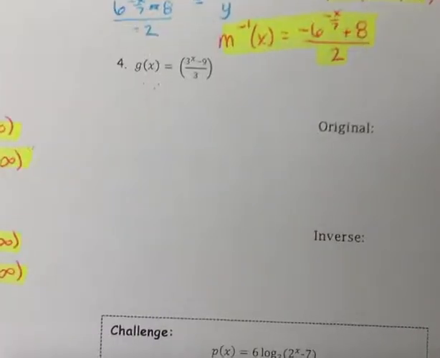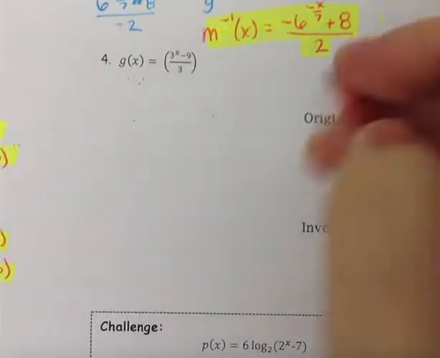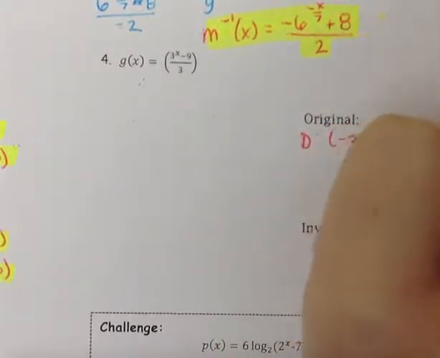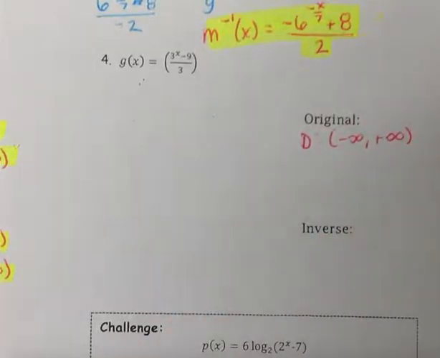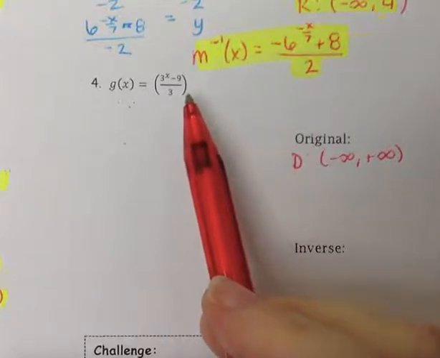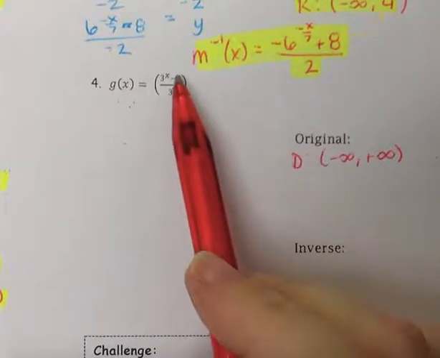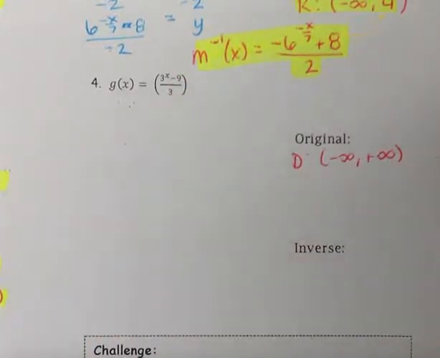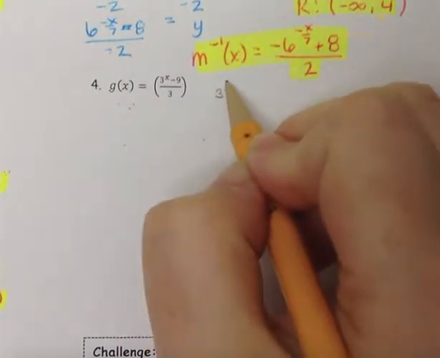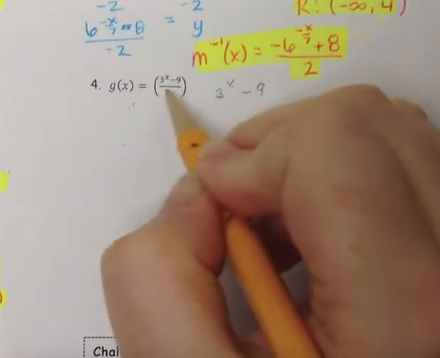On this next example, we have an exponential. If you have an exponential, then the domain of the original will automatically be negative infinity to positive infinity. Your range, you will need to find from the k value that's actually added to the outside, but we don't see any. We do have this k value out here. So if we look at this, we have 3 to the x minus 9, but it's all over 3.